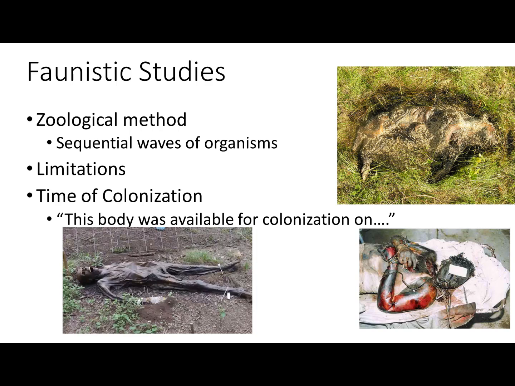So the word faunistic, when we look at faunistic studies, refers to fauna, or all animals occurring in a specific region or during a specific point in time. So the zoological method of postmortem interval estimation is focused on the faunal succession on carrion. The basic ecological premise behind this idea is that each wave of organisms using a resource is unique and it changes as that resource changes during exploitation.